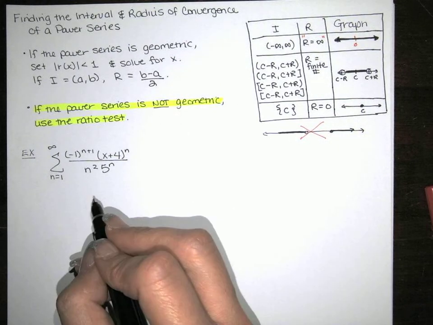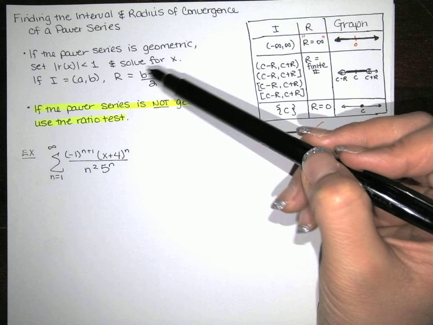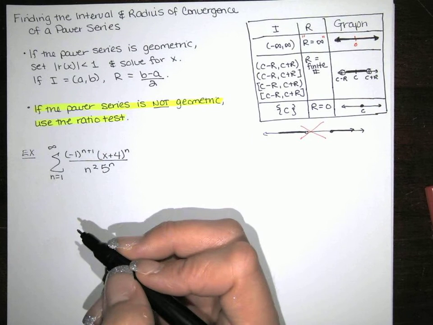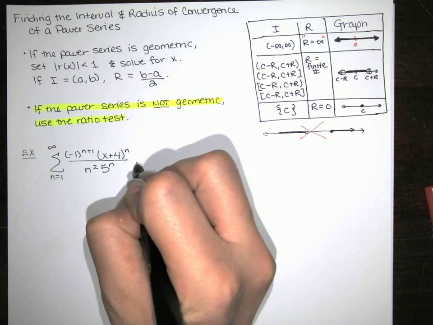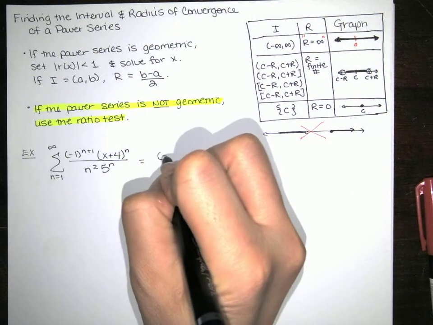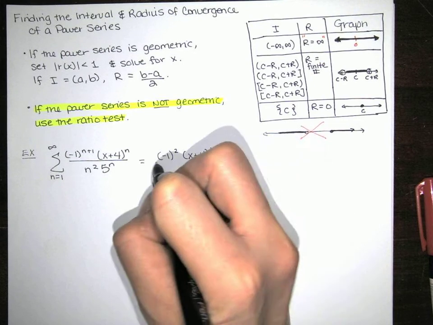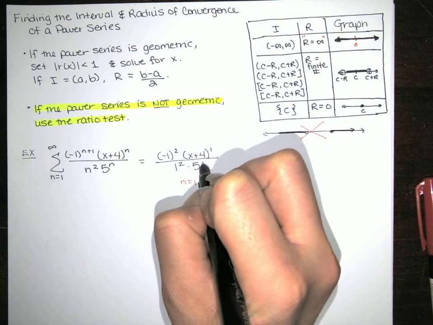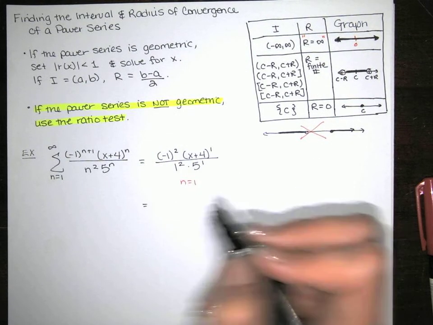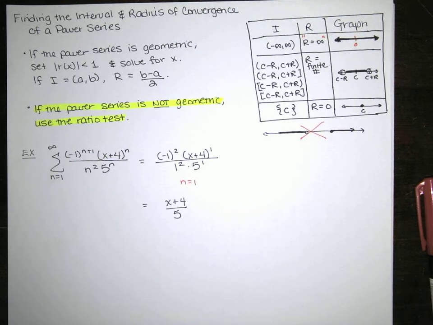Now, I always like to expand it first, because if it's a geometric power series, it's much, much easier to do this. So I like to expand it just to make it a little bit more obvious to myself whether or not this is a geometric power series. So when n equals 1, let's see what we get. We have -1 to the 1 plus 1, so that's -1 squared, times x plus 4 to the first, divided by 1 squared times 5 to the first. And of course, -1 squared is 1, and we have an x plus 4 in the numerator and a 5 in the denominator. So that's what we get.